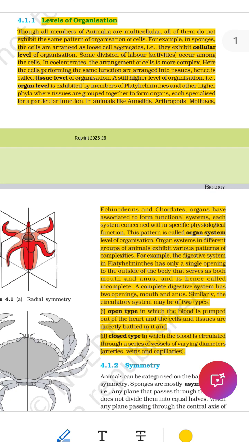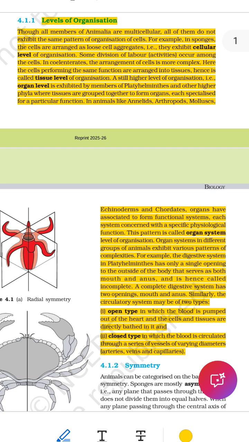Even though all animals are made of many cells, they are not all arranged the same way. Some animals are very simple, others are very complex. So scientists study animals and how their body parts are organized, step by step from simple animals to complex animals.